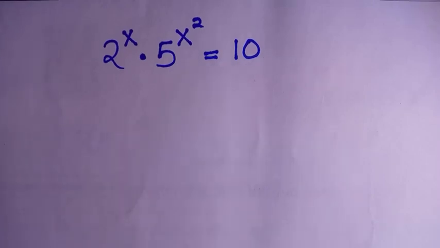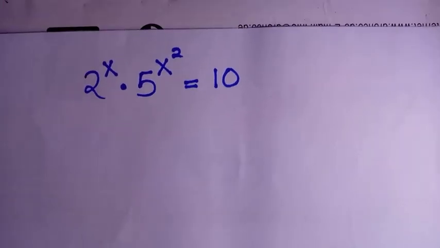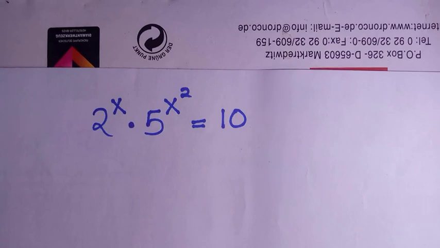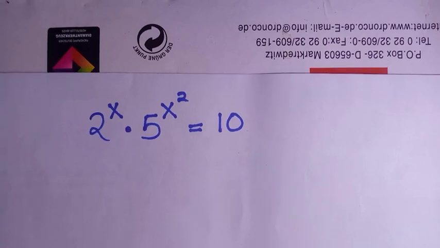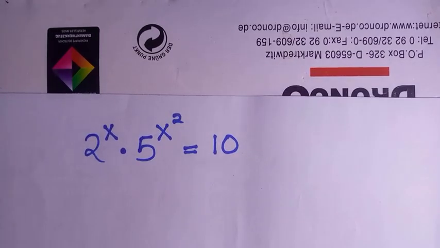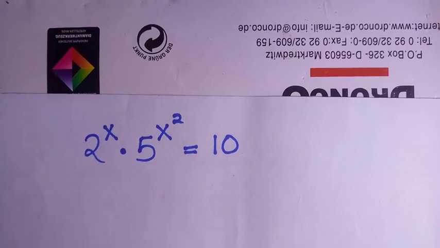Welcome to another video. Let's solve for x in 2 to the power of x dot 5 to the power of x raised to the power 2 equals 10. We can use two different methods here: either the observation method or the algebraic approach method.